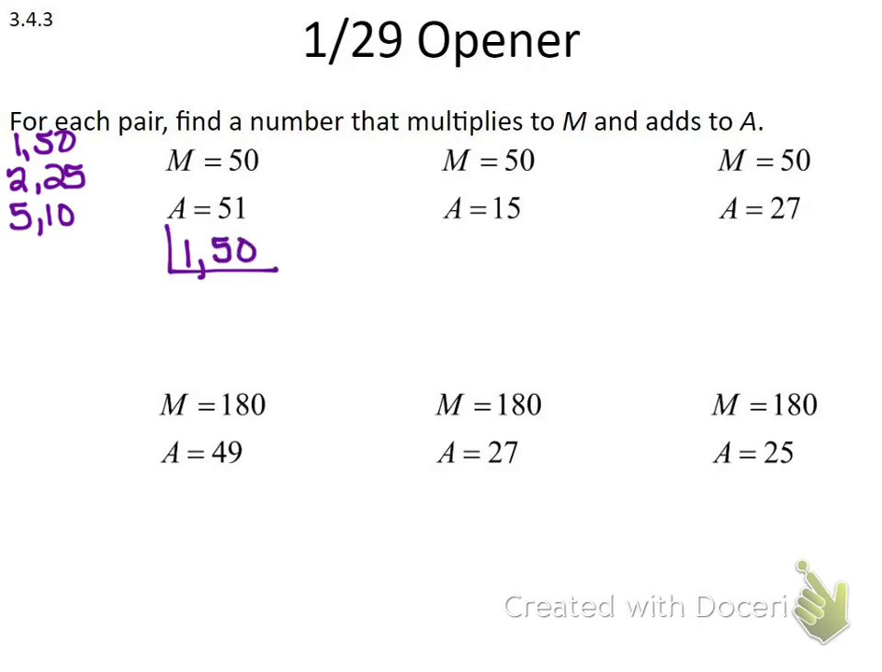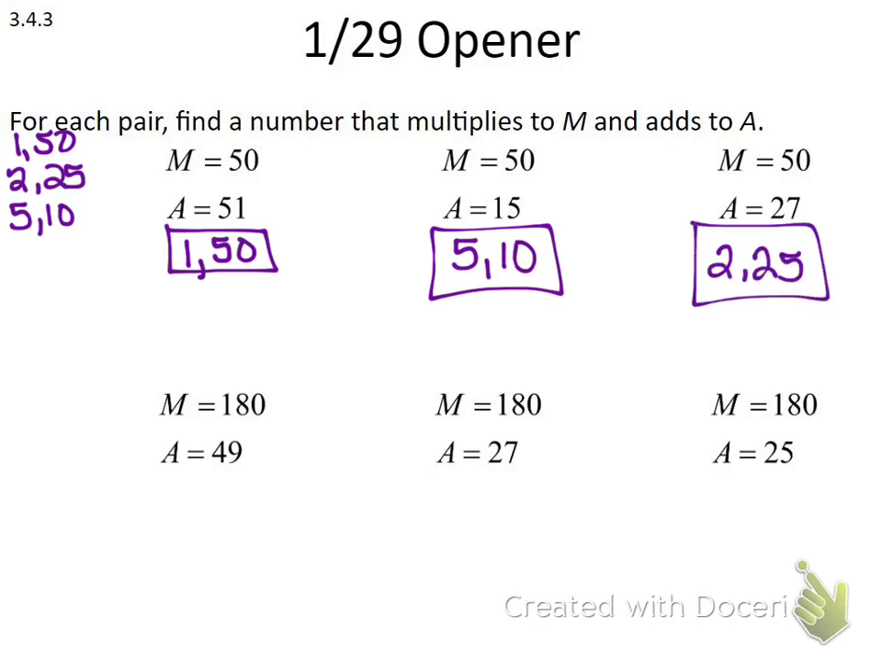Now, if you put 1 times 50, that answer would be incorrect. I want a 1 comma 50 or a 1 and 50. I do not want to see an operation sign in there. Okay? My next one, my M is 50. My A is 15. 5 and 10. So if I multiply 5 and 10 together, I will get 50. And then if I add them together for my A, I'll get 15. And the last one, 2 and 25.